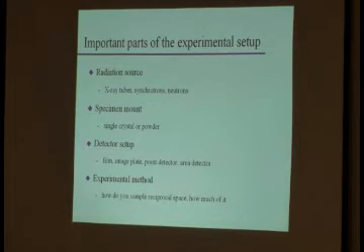So, here are the important parts of your experimental setup. Radiation source. We'll be talking a little bit about X-ray tubes and about special sources, synchrotrons and neutrons. How do you mount your specimen? For that matter, what is your specimen? Is it a single crystal? Is it a powder?